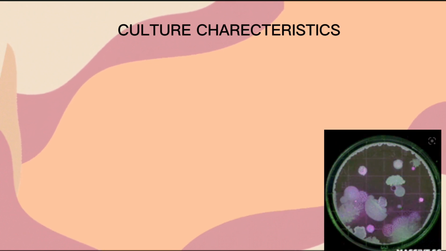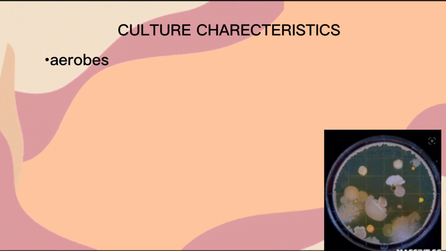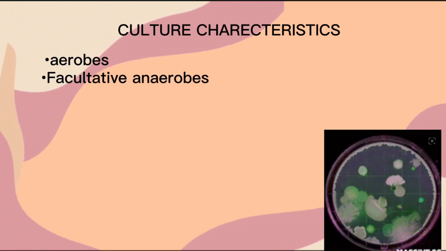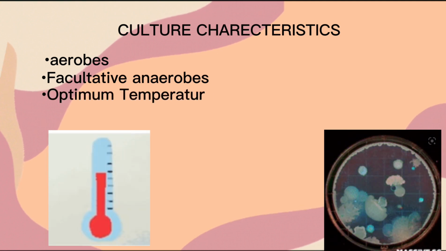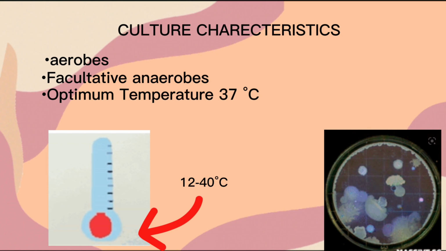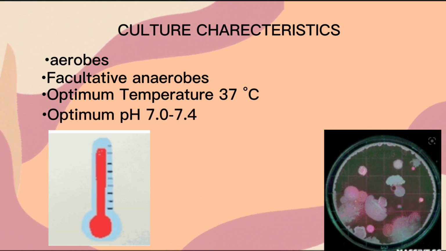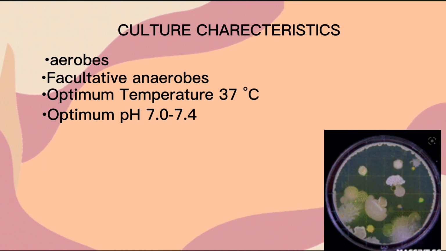Let's talk about culture characteristics of Bacillus anthracis. Anthrax bacilli are aerobes and facultative anaerobes. The optimum temperature for its growth is 37 Celsius, but growth occurs over a wide temperature range of 12 to 45 Celsius. Optimum pH for its growth is 7 to 7.4. They can grow on ordinary media.